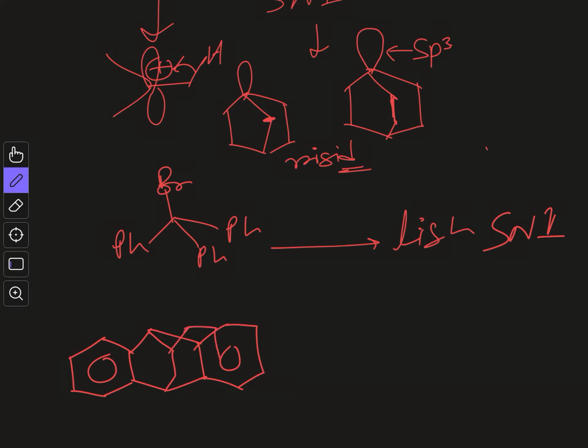And another aromatic ring is here like this, and here you have the bromine. So if your relative rate of this one is 1, the relative rate for this one will be 10 to the power minus 23. Can you imagine 10 to the power minus 23? So that means it will not undergo the SN1 reaction.